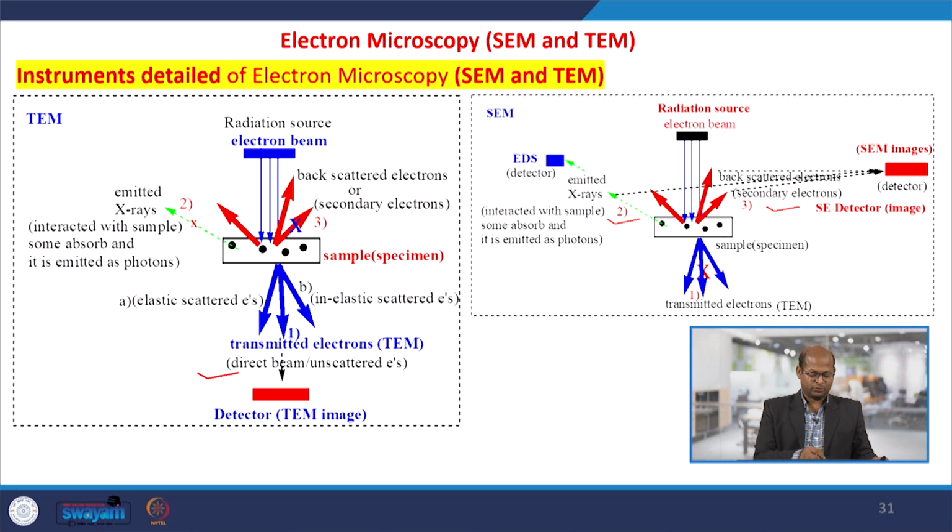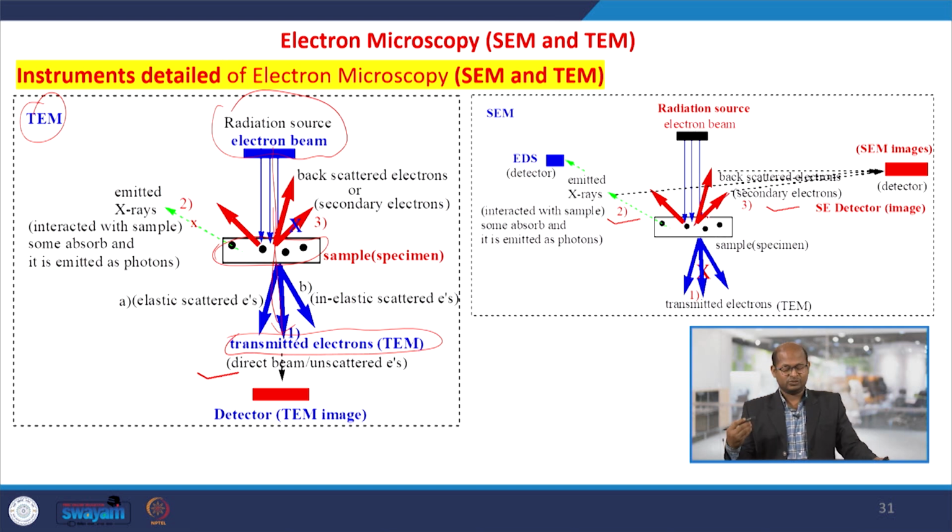Here I am just showing an electron beam and the sample. The electron beam passes through the sample, and if we collect the transmitted electrons in the form of an image, we get the TEM image. When electrons are backscattered or secondary electrons are produced after interacting with the sample, they are collected in the detector, and then we get the image, which is the SEM image.